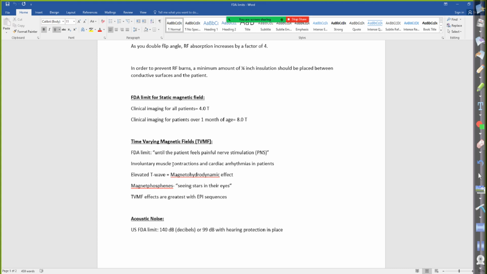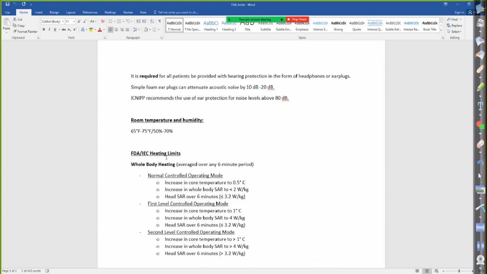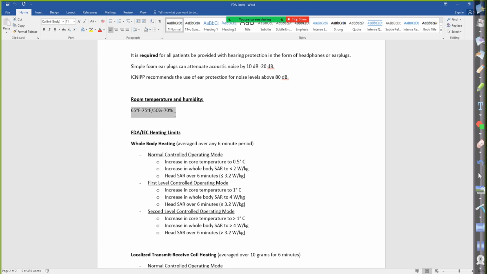Here are limits in terms of time-varying magnetic field, but remember, for peripheral nerve stimulation, it's just until the patient feels it. Acoustic noise we talked about. And then remember your temperature and humidity for your room.